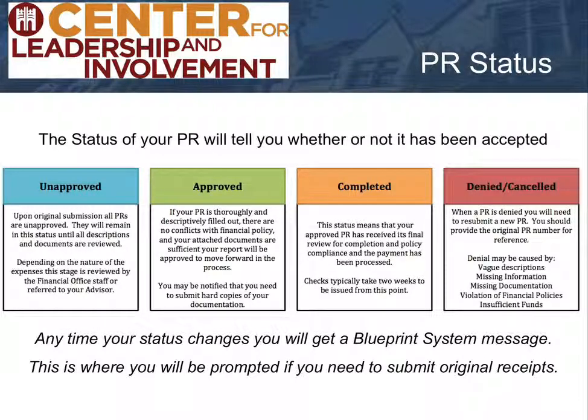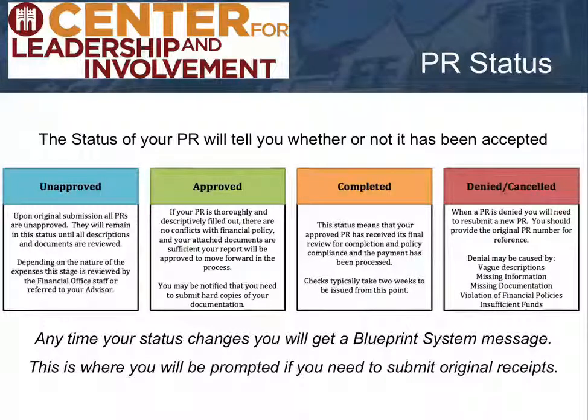So there are two indicators to look at for any purchase request to figure out what's happening with it. The first is status. Every request starts in an unapproved status. This means it's in the queue waiting to be reviewed, or it's with your advisor for their review in some cases. The next status is approved. This means it's been accepted by the Financial Operations Office, that your descriptions were sufficient, and that there are no policy or documentation problems with your request.